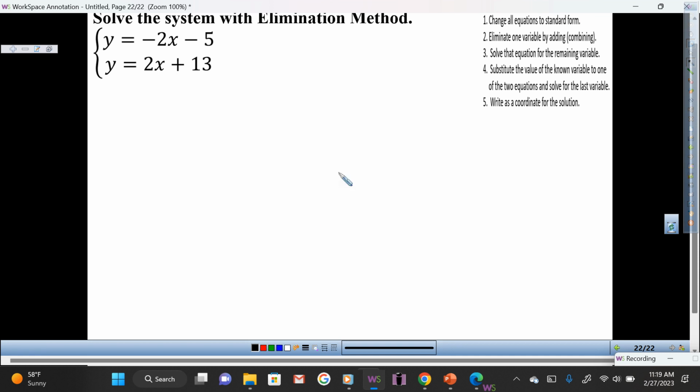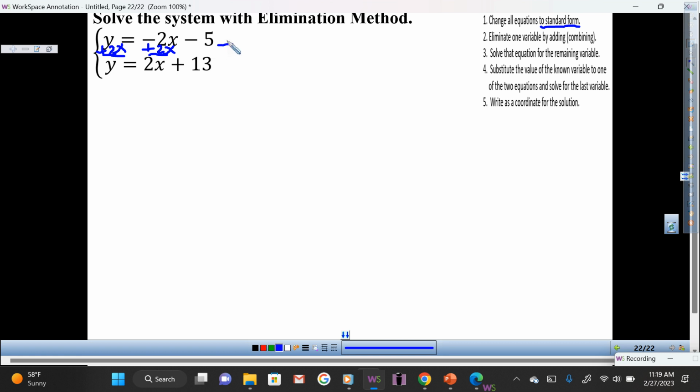Step 1 says change all equations to standard form. What does that mean, Mr. Q, to change it into standard form? For linear equations, it means that both x and y need to be on the same side of the equal sign. So, do we have y and x on the same side on the first equation? No. So what shall I do? I'm going to send the x to the other side by doing what? Add 2x, add 2x. Do that with me.